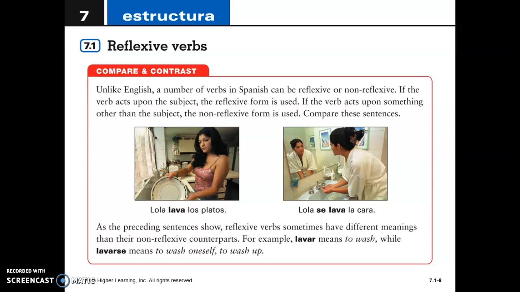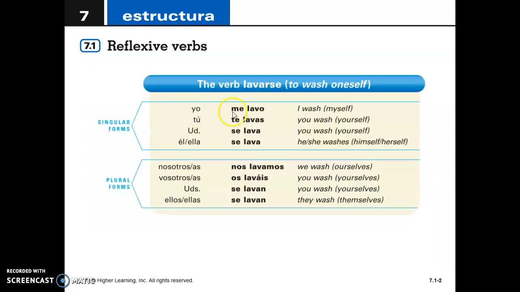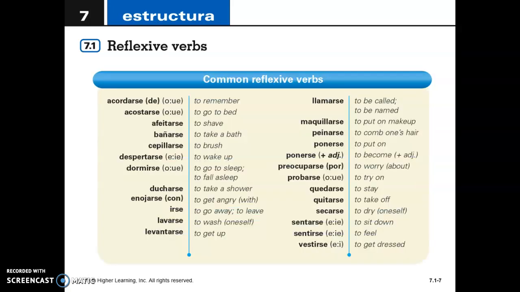So this is reflexive verbs, los verbos reflexivos. Please pay attention, especially here, to the conjugation, to those pronouns that go in front. Keep in mind that the endings are going to be the same that we already know. And also pay attention to this list because we will see these verbs throughout the semester.